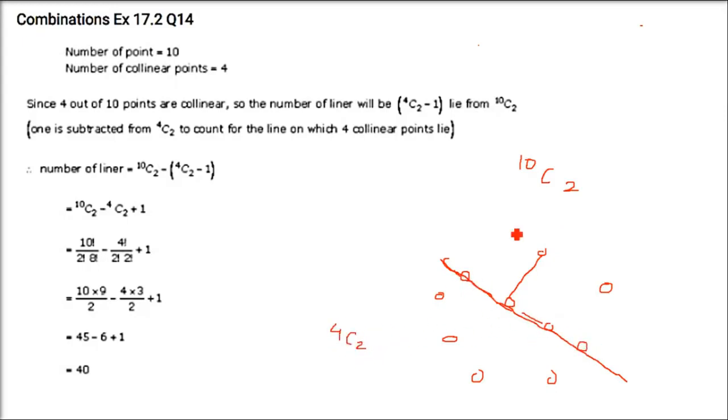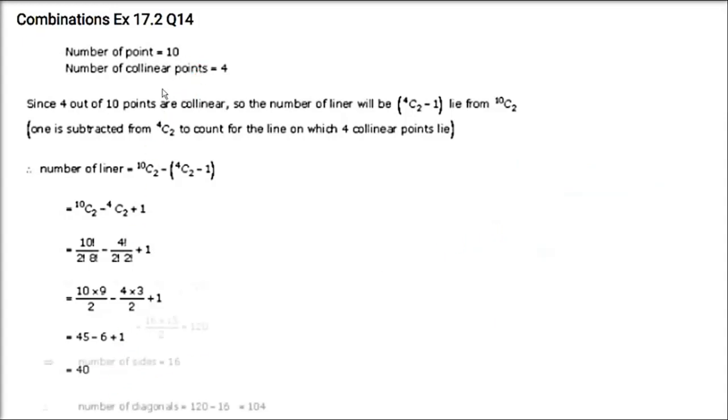So you have to take 4 points, make lines, and subtract it from the original. All these lines these 4 points are making is a single line. So you have to subtract it. But now when you subtracted, this single line is also discarded. So you have to add 1, because you don't want this line to be discarded. When you did 4C2, you discarded all the lines with these 4 points. So you have to add 1. And this is going to be 40.